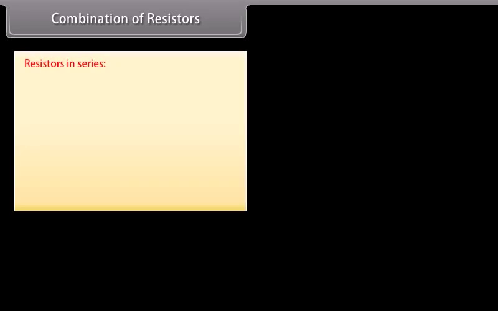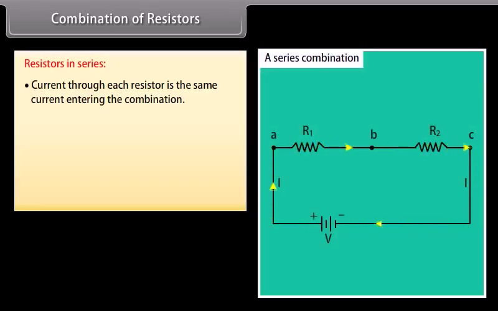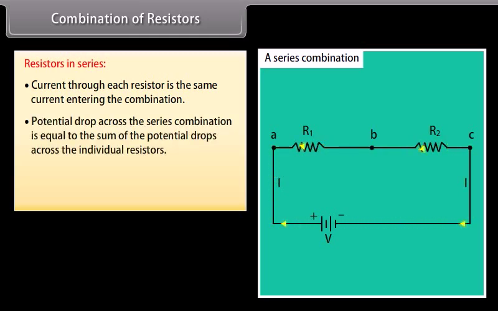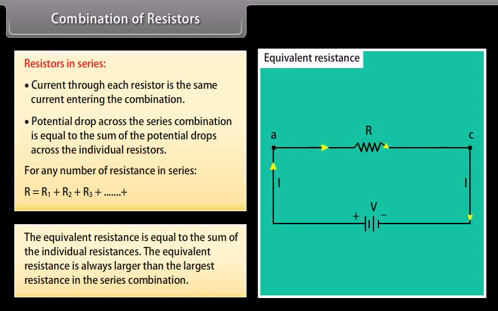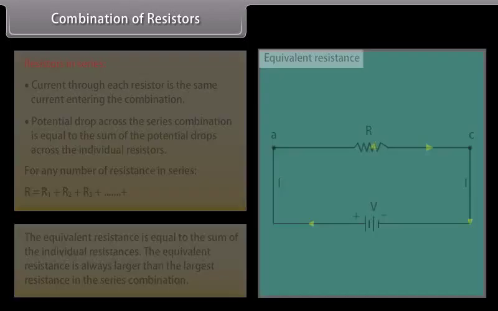Resistors in series. Current through each resistor is the same as the current entering the combination. Potential drop across the series combination is equal to the sum of the potential drops across the individual resistors. For any number of resistances in series, R equals R1 plus R2 plus R3 and so on. The equivalent resistance is equal to the sum of the individual resistances. The equivalent resistance is always larger than the largest resistance in the series combination.